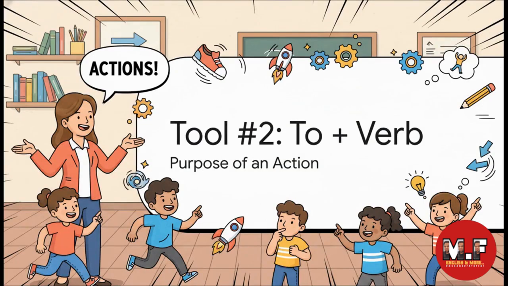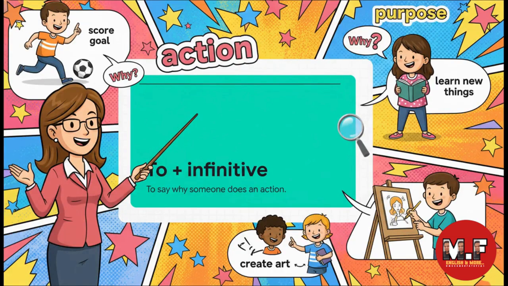All right, you've mastered for. Let's pick up our next tool, which is to. Now, if for was all about things, to is all about actions. And that right there is the huge difference. We use to plus a verb, an action word, to explain the reason behind an action. We're not asking what is it for anymore. Now we're asking why did you do that?